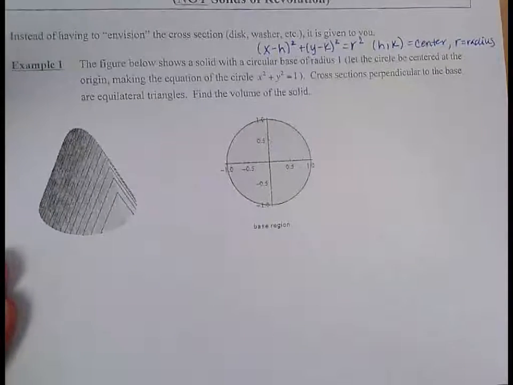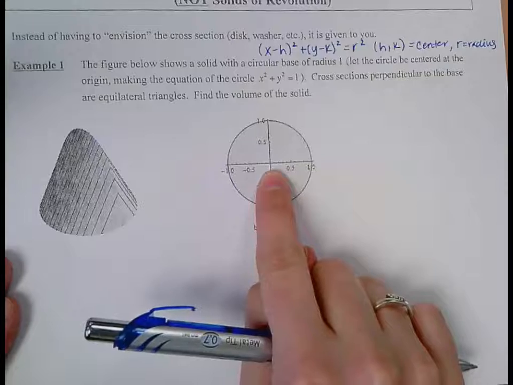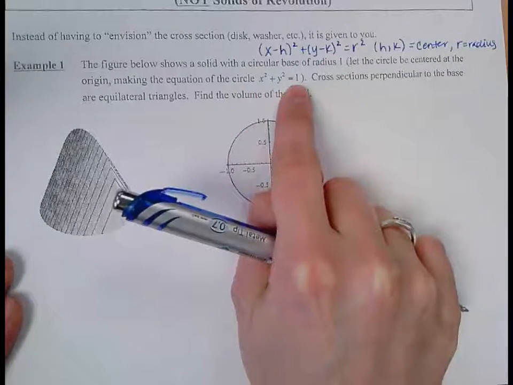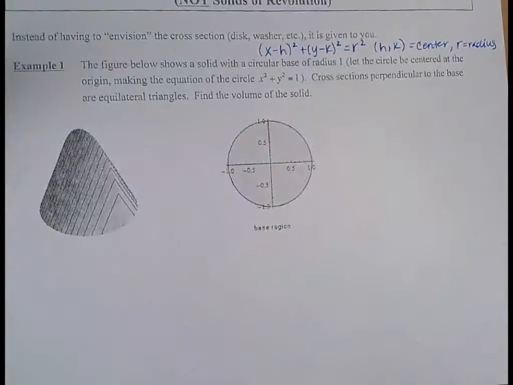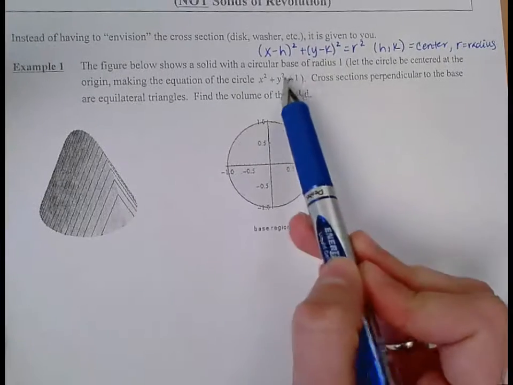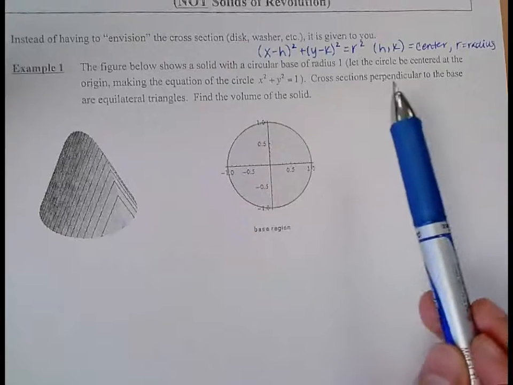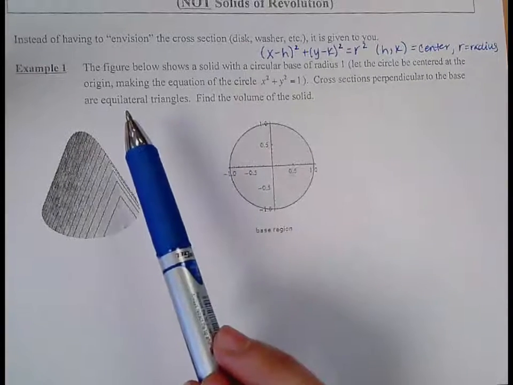So if we're given the radius of the circle is 1, I'm letting it be centered at the origin so that h and k are both 0. And that's where the equation of the circle is coming from: x squared plus y squared equals 1. So this is our base region, and we have the equation for it. And then it says cross-sections perpendicular to the base are equilateral triangles.